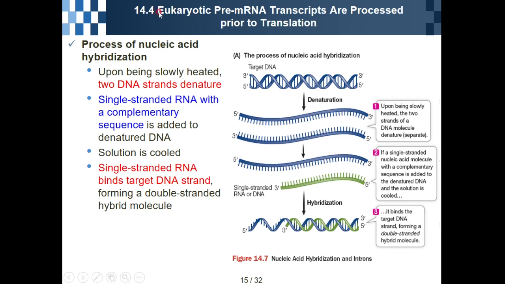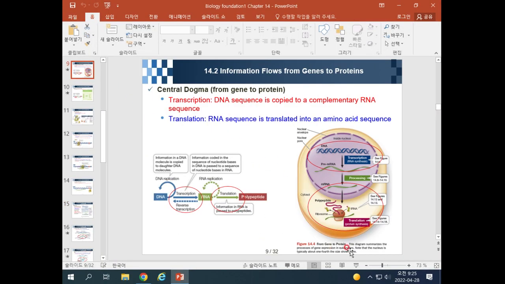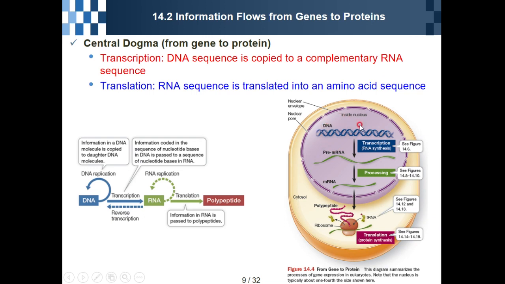So let me go to the fourth subject. Pre-mRNA transcripts are processed prior to translation. Today we will mainly teach transcription and translation, but I will teach some of the processing step. You see here, after transcription they will make the pre-mRNA. The pre-mRNA is processed, and after that they will make the mRNA like this. So in a later subject, we will learn the processing step.